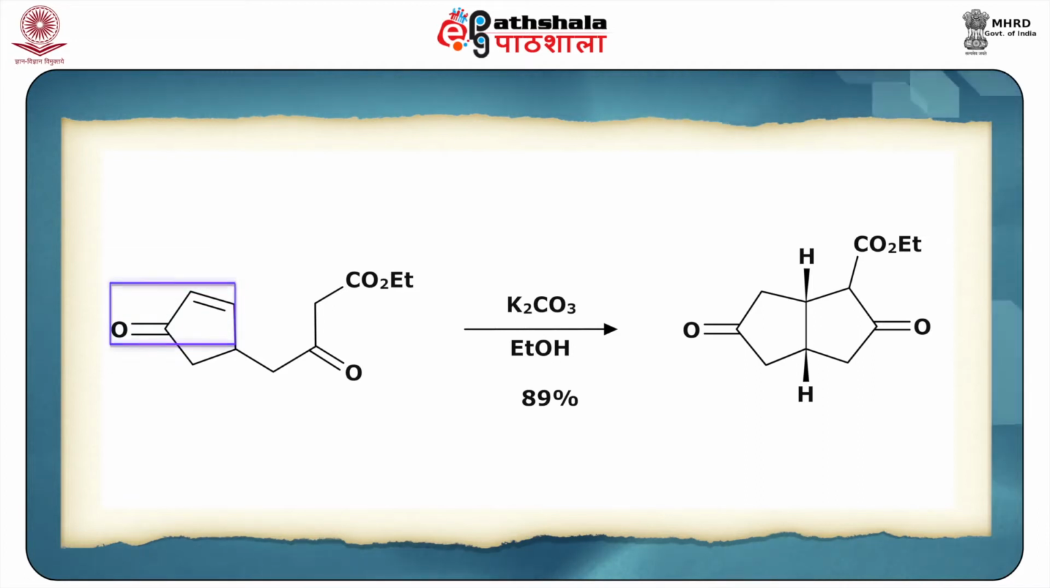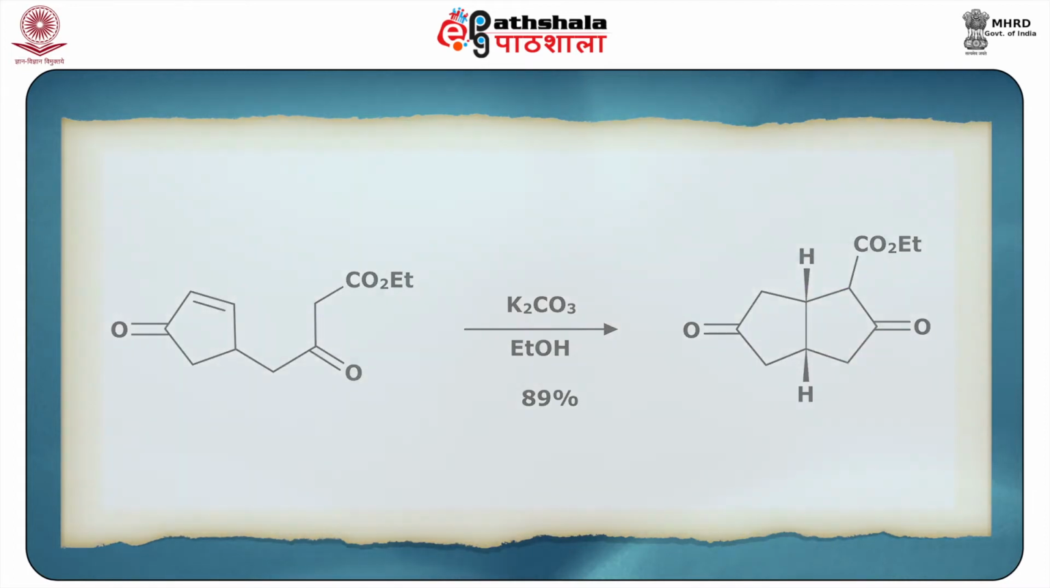So, when this is reacted with a base like potassium carbonate in the presence of ethanol, there will be formation of a carbanion at this position, which attacks at the fourth position, and you can see a new 5-membered cyclic ring getting formed, and it goes on to give you this particular product as shown here.